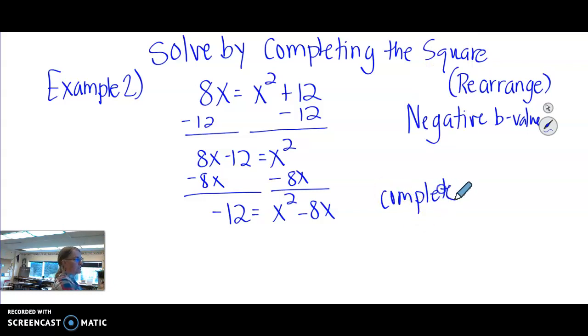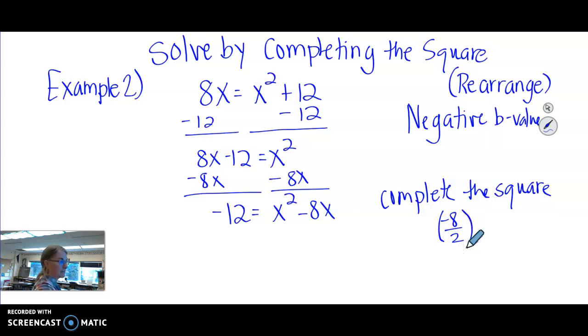Why don't you guys do that on this side, on the right side this time? It doesn't matter if the x terms are on the right or on the left. Think about what you would have to add. So you're going to take half of b, and b is negative 8, divided by 2, and we're going to square that. That's negative 4 squared, which is positive 16. So I'm going to add 16, and I have to add 16 over here as well.